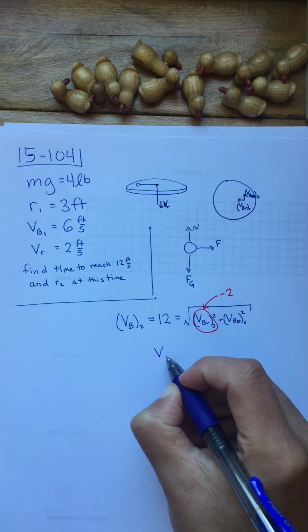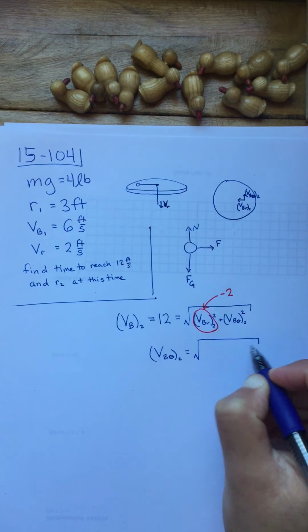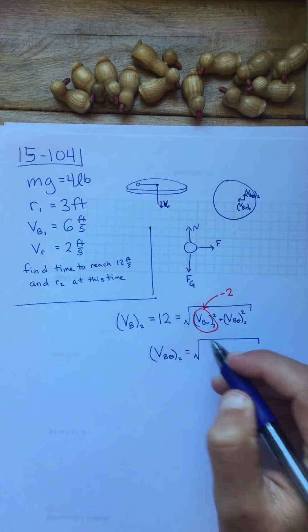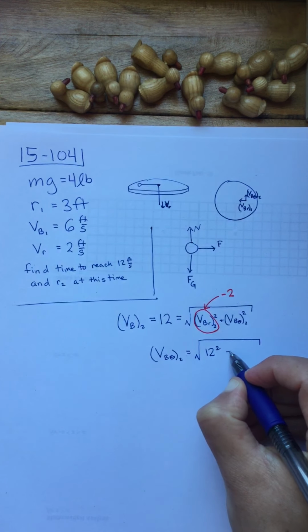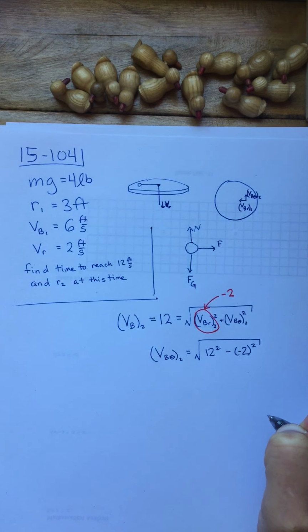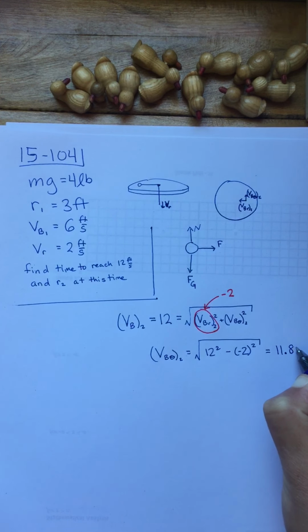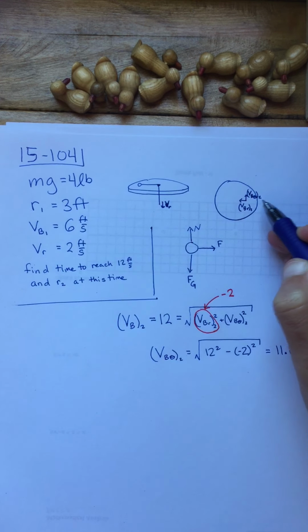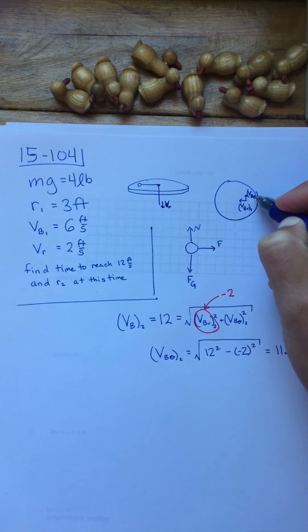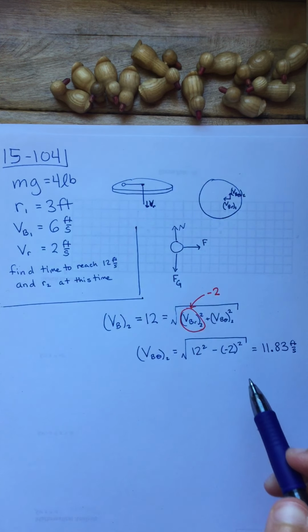So I can take this equation and solve it for the transverse component. That would be the square root of, so you can square both sides and you get 12 squared on this side. Then subtract this, that's 2, so minus negative 2 squared. And that gives me 11.83. And if the ball is going around this way, that would be in the positive transverse direction. And this would be feet per second. So we have the transverse component and the radial component.